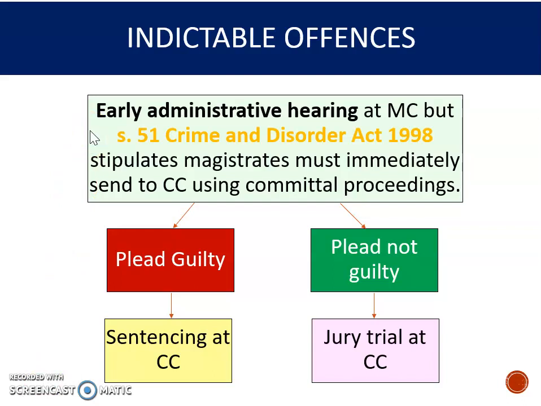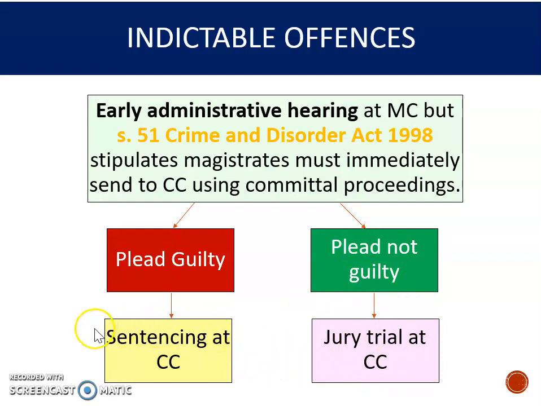If we have a look at the procedure for indictable offences then, it starts with an early administrative hearing at the Magistrates' Court, but the Crime and Disorder Act says magistrates must then immediately send to the Crown Court using their committal proceedings. So because it's indictable, the magistrates have no power to hear it. So if the defendant pleads guilty, they will be sentenced at the Crown. If they plead not guilty, they will go to jury trial at the Crown Court.